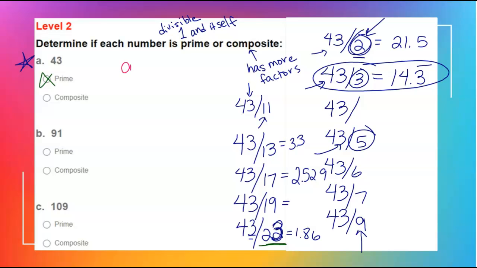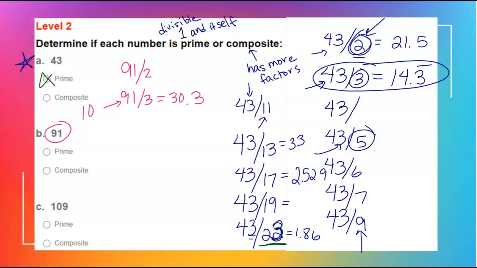91, let's try 91. 91 is not even, so 2 is not a factor. You don't have to try any other even numbers now. 91 divided by 3 is not nice. So darn it, not a factor. So it could be prime, we don't know yet. 91 also adds up to 10. 10 is not divisible by 3. Divide by 4 is a waste of time, but it is a decimal. 91 divided by 5, waste of time, but it is a decimal. 91 divided by 6, decimal.